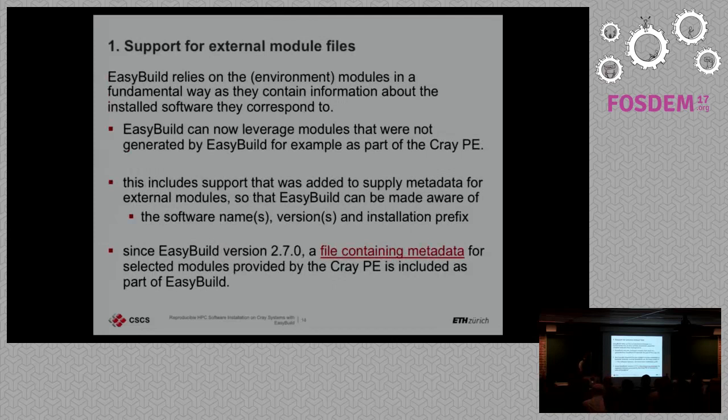So this is a key feature for the Cray support: the support for external module files. Before, EasyBuild was building everything from scratch and creating the module files. Here on Cray, we need to reuse these module files. So there's support for a file where you map the existing modules in a way that EasyBuild can read. It's needed for Cray, but it can also be used elsewhere if you already have modules that you want to reuse.